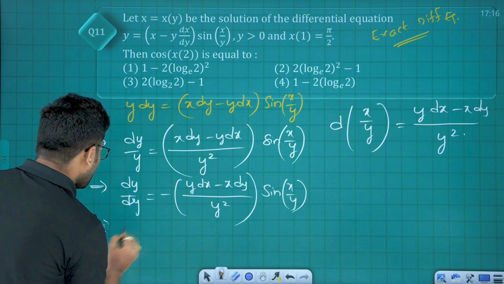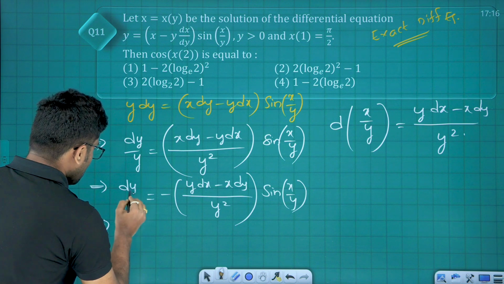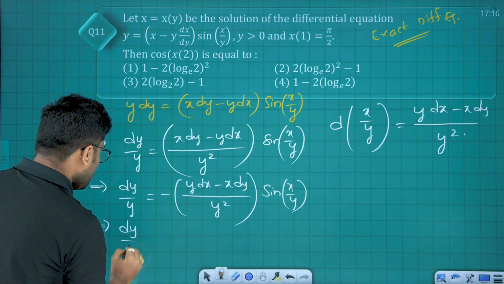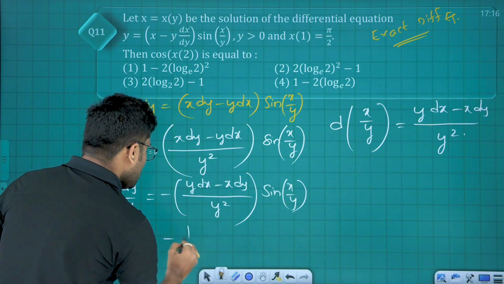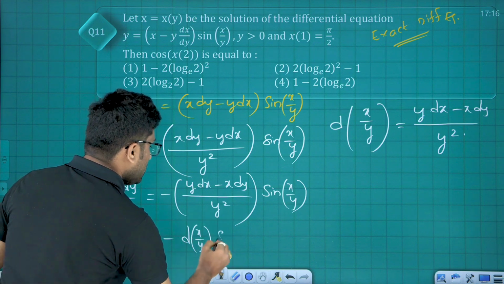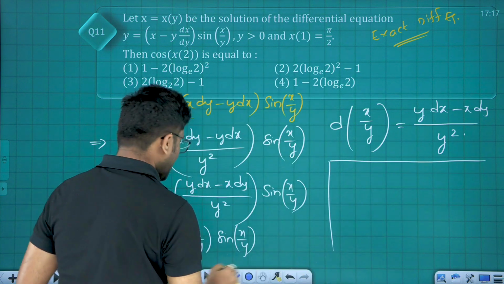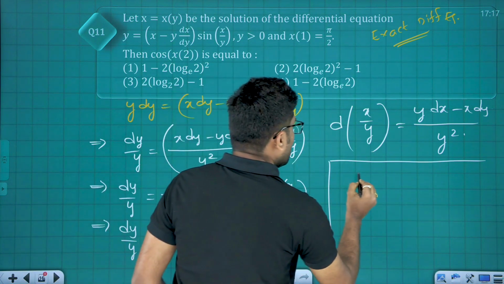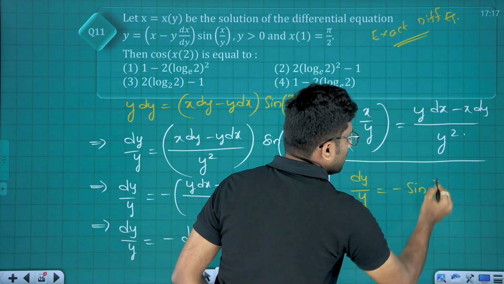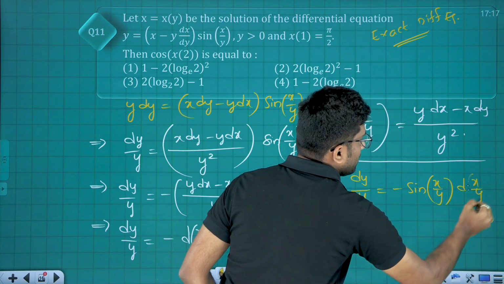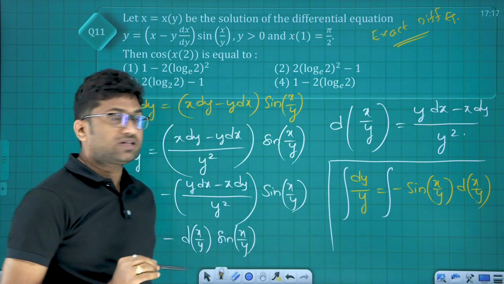So now dy by y is equal to minus, this is nothing but d of x by y, into sine of x by y. Now I can write this as dy by y is equal to minus sine of x by y into d of x by y. See, now I can integrate both sides. If I integrate, what happens?